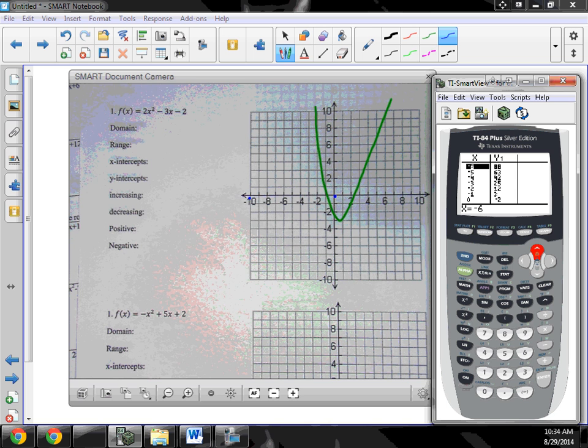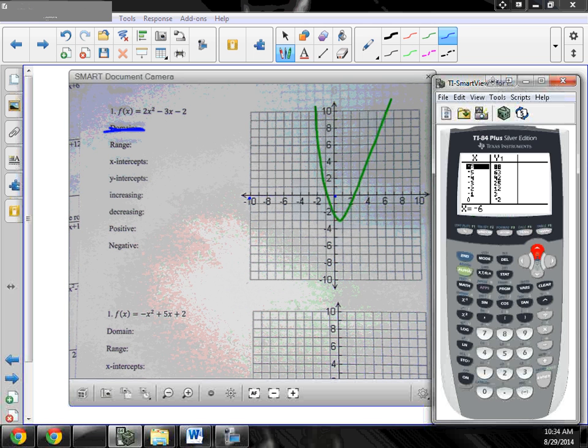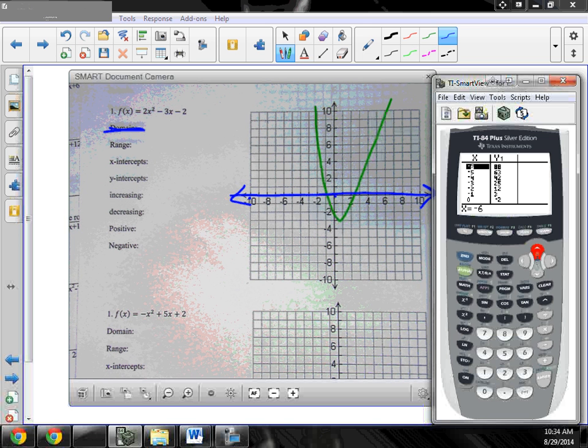So take some color, highlight the word domain, and then we are going to draw a line across the x-axis with arrows that go in both directions. So the domain is everything.